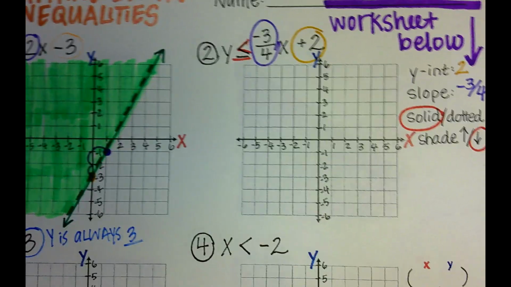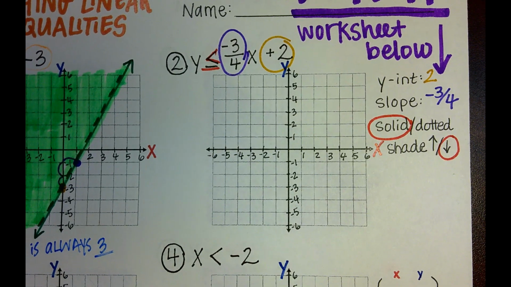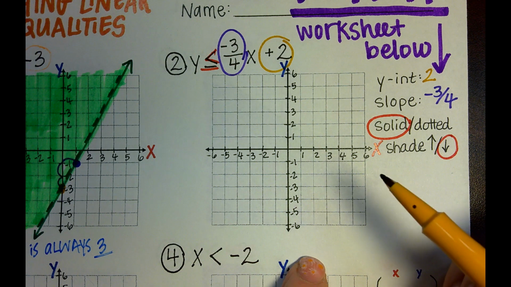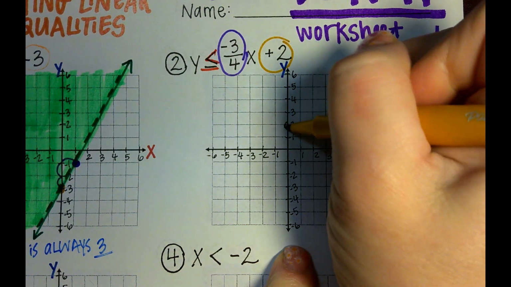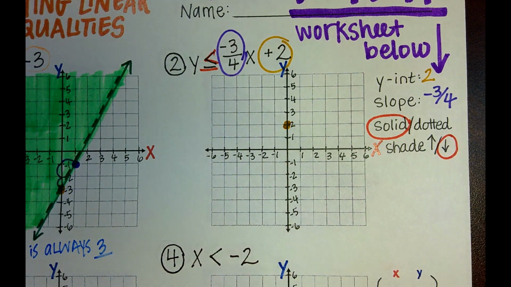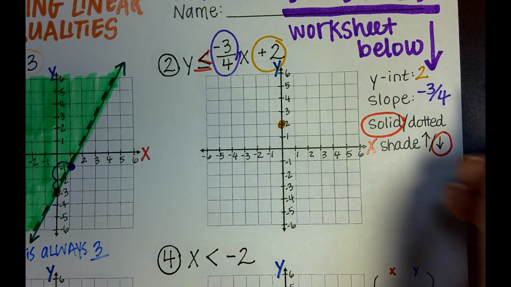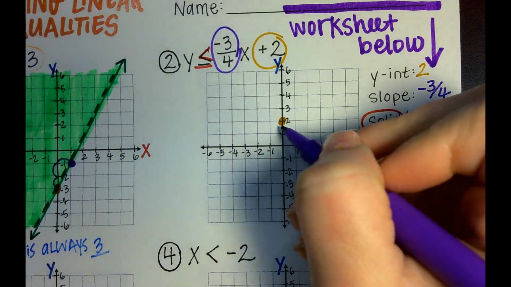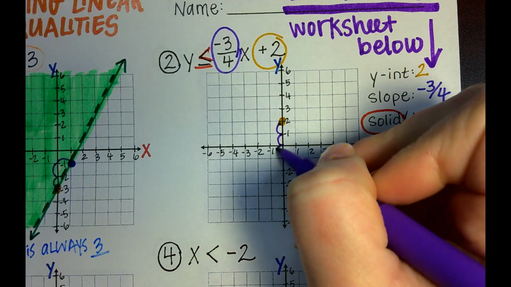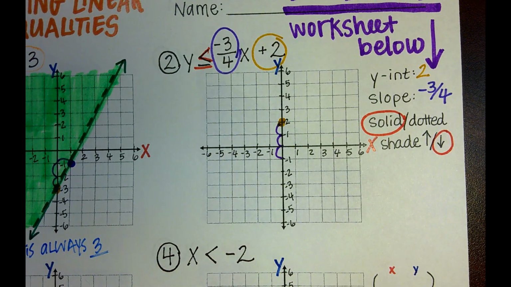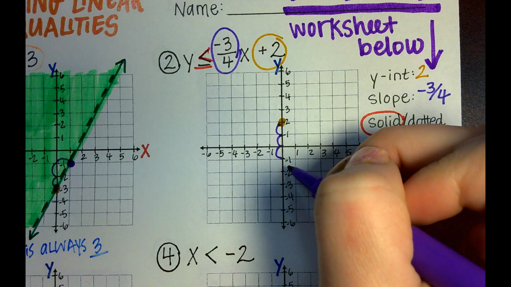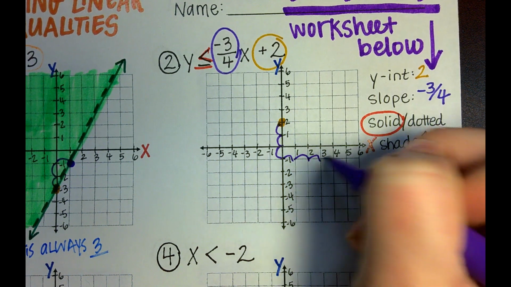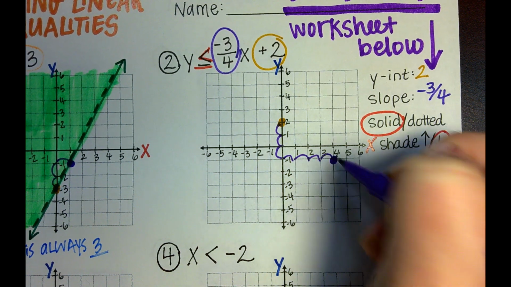So we already identified all of our important information for number 2, so graphing shouldn't be too difficult. Where do I start for my graph? Positive 2 on the y-axis, good. And where should I go from there? I'm going to use my slope, so my rise is -3. I'll go down 1, 2, 3. Over 4, that's my run. 1, 2, 3, 4. There's my second point.